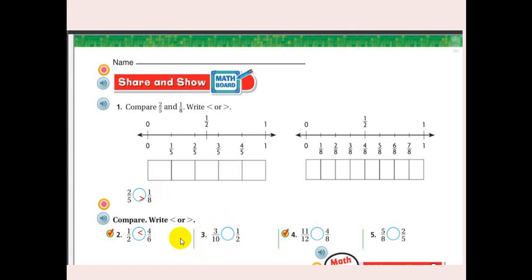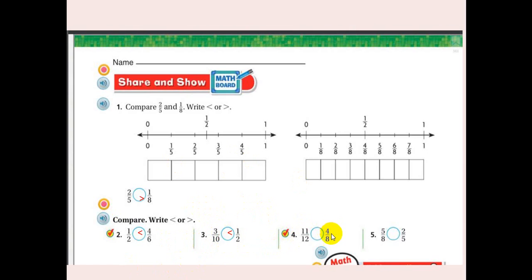Here, half or 4/6, which is bigger? If I draw two number lines, half and 4 over 6, 4 over 6 is more than half, after the midpoint. 3/10 or half, which is bigger? Half is bigger, because 3 over 10 is before the midpoint. The midpoint of tenths is 5.